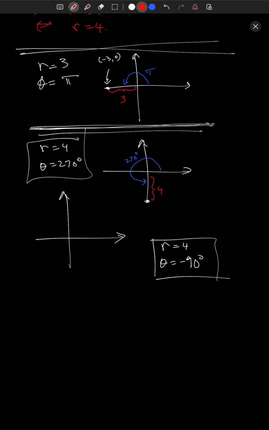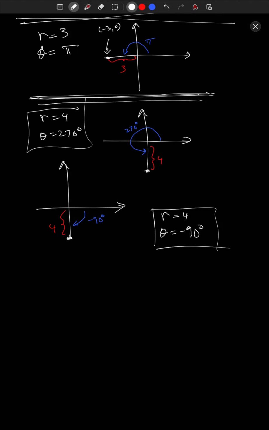Why is that? Well, distance of 4 from the origin, and minus 90 degrees means we take the positive x-axis and we go in the opposite direction, the clockwise direction, which is not the usual one. So this would be minus 90 degrees, and distance of 4 to the origin, the exact same point. All right. Okay, so that's something that we notice about polar coordinates. You can have two different ways to represent the same point, right? 4 comma 270 degrees is the same as 4 comma minus 90 degrees.